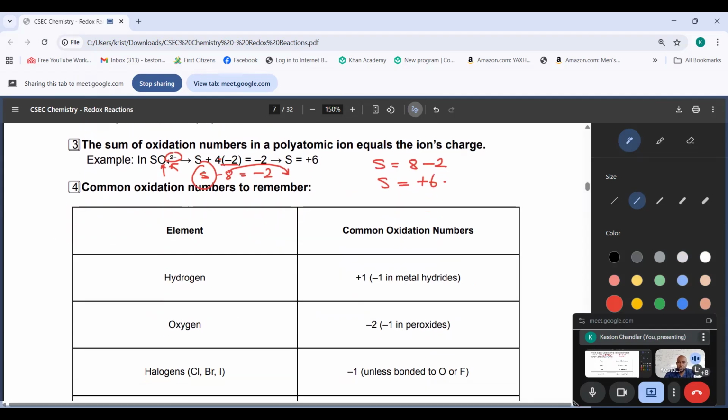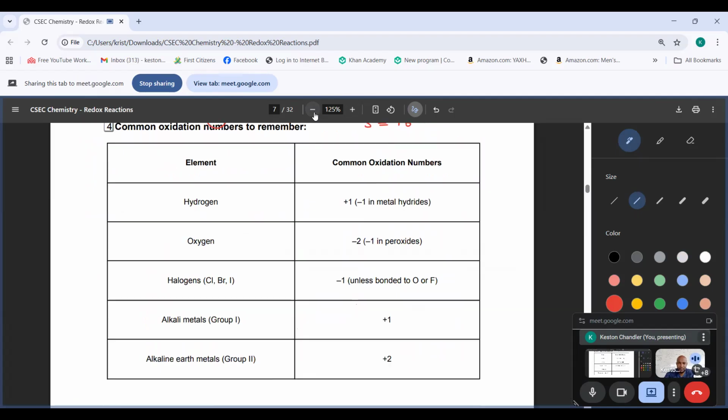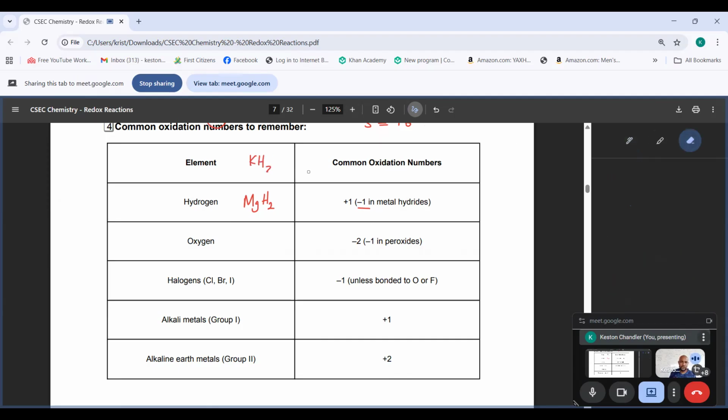Now, there are some other common oxidation numbers that you have to remember. For example, hydrogen is always +1, except in the case of a metal hydride. So if we put something together like magnesium hydride, the H here is not positive because the magnesium is the one that is positive. The H becomes a -1 instead. Understand? Potassium hydride, same thing. It will be KH. The H will be -1.